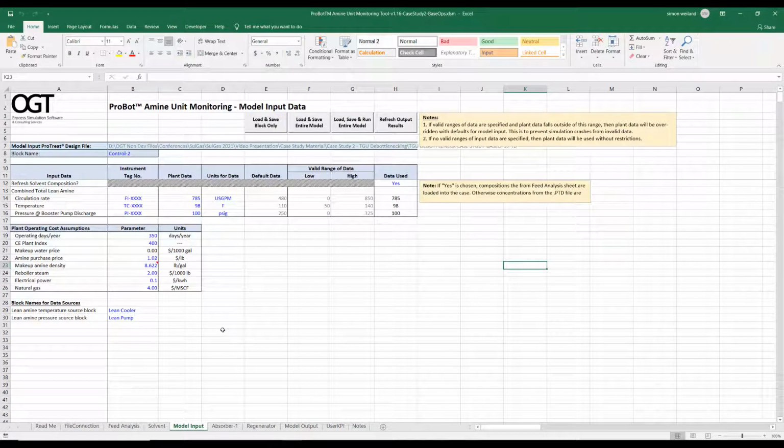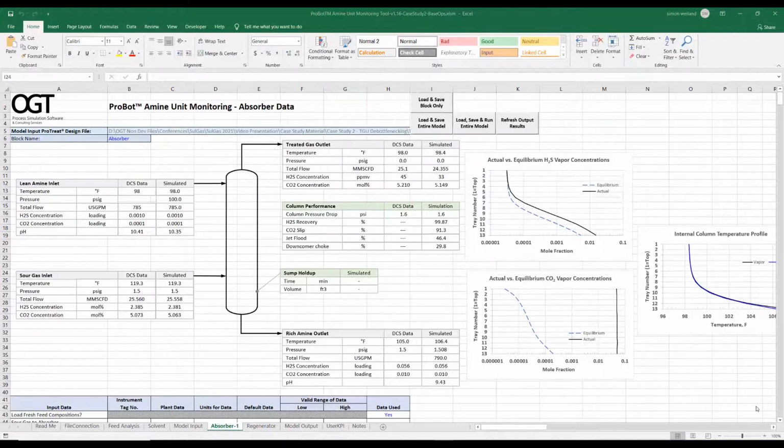We have some basic model input next that involves the lean amine solvent rate, temperature, and pressure that comes from the DCS. Just like we saw with the Klaus example, data validation is used to condition out bad input data from the virtual plant model. Also included on this sheet are some basic parameters that can be used to roll the plant's current operating cost into the ProBot report. The absorber sheet shows a sketch of the system with inlet and outlet streams.